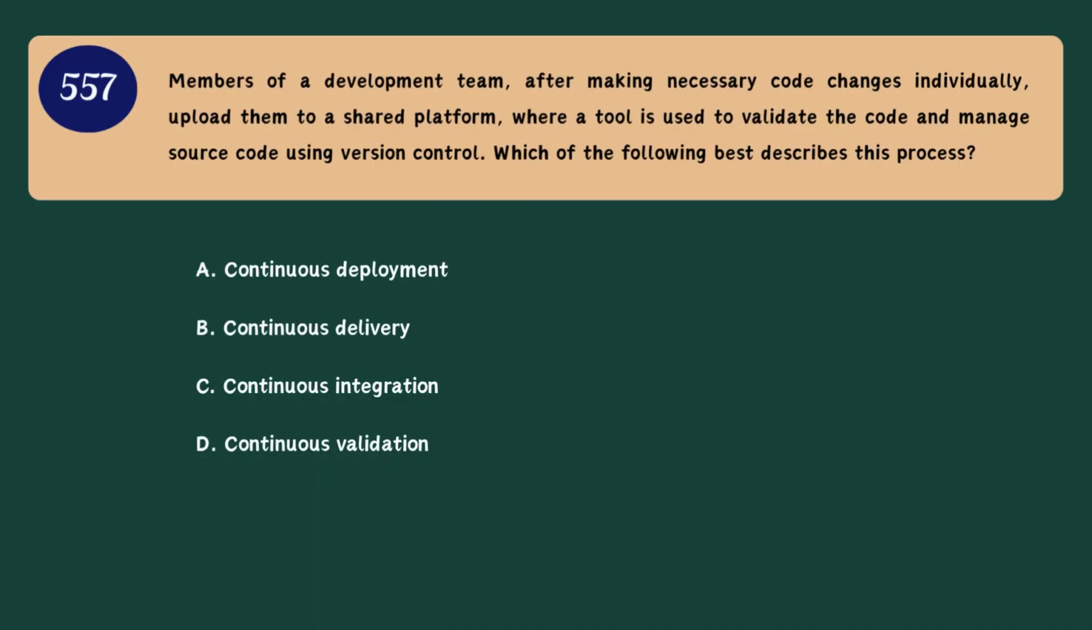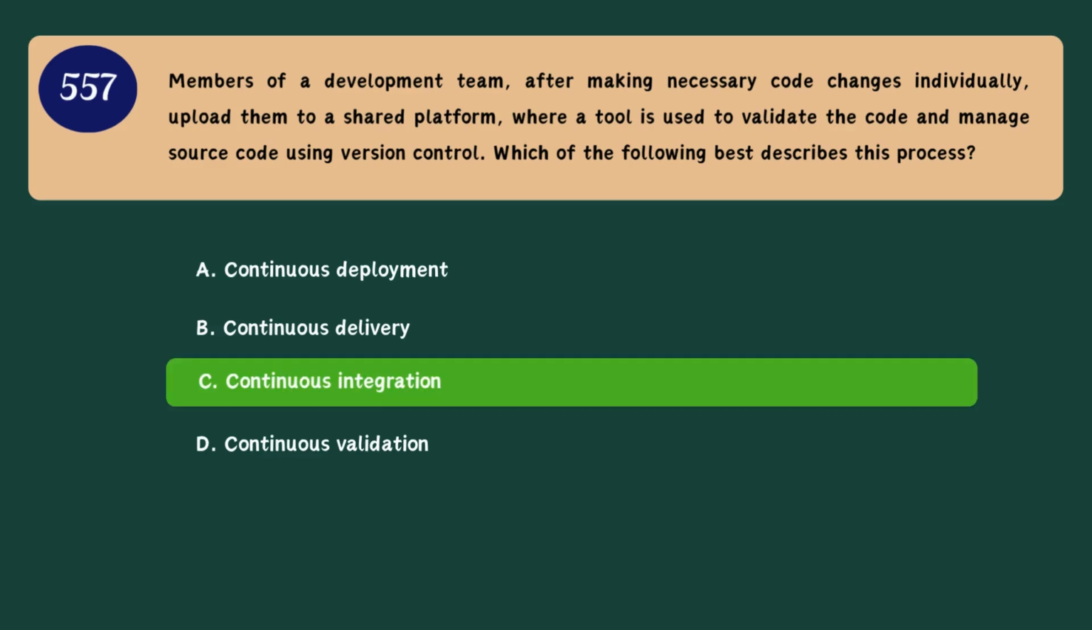Question 557. Members of a development team, after making necessary code changes individually, upload them to a shared platform where a tool is used to validate the code and manage source code using version control. Which of the following best describes this process? A. Continuous deployment. B. Continuous delivery. C. Continuous integration. D. Continuous validation. Correct answer. C. Continuous integration.